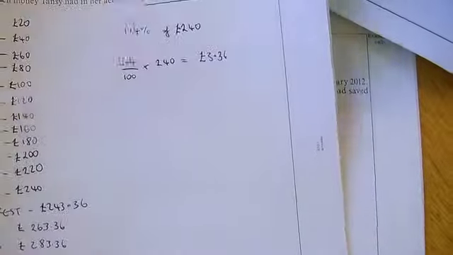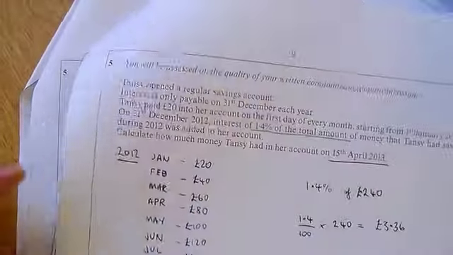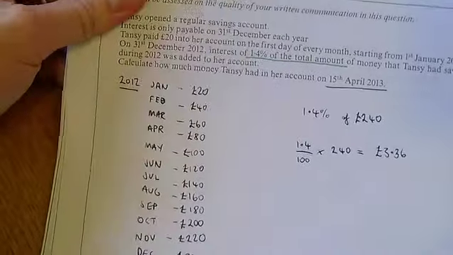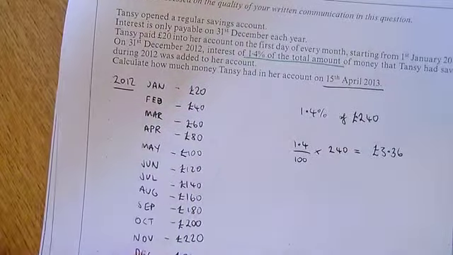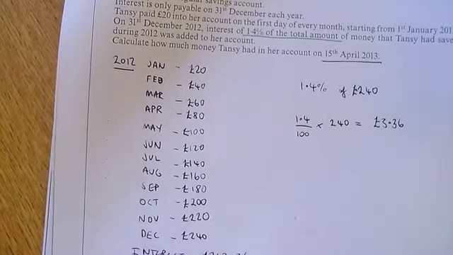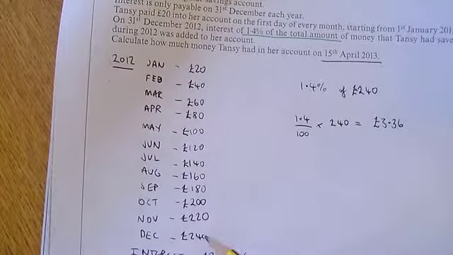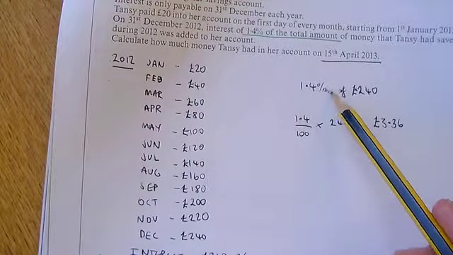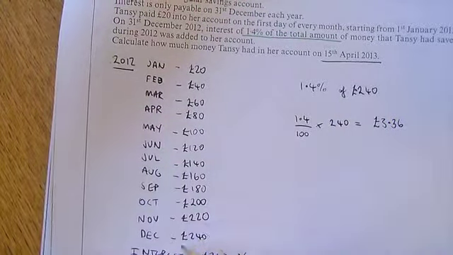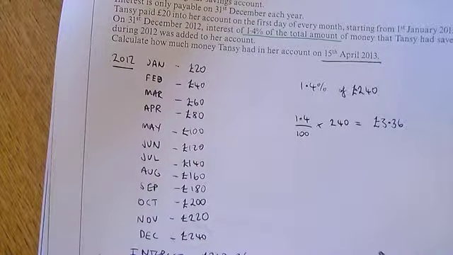Okay, so this is the way I did it initially. I actually wrote out 2012 and I wrote out all the months there and just kept on adding 20 quid every time until I got to December, and then because at the end of December I get paid this 1.4% interest, I wrote 1.4% of 240, which is the amount that she had in her bank account there.